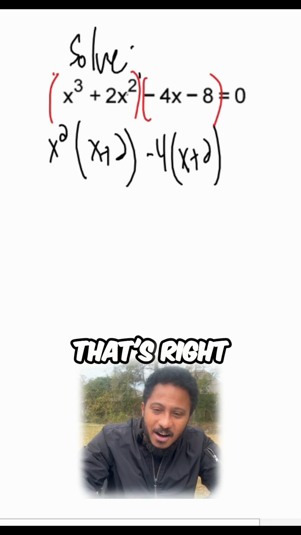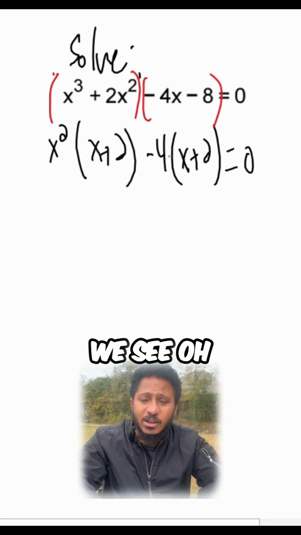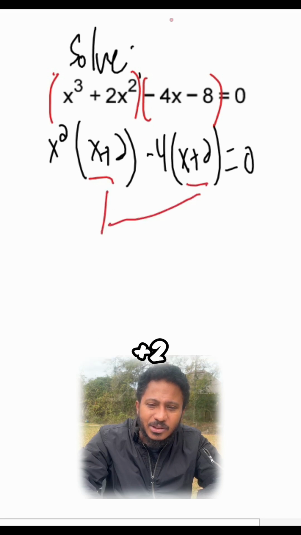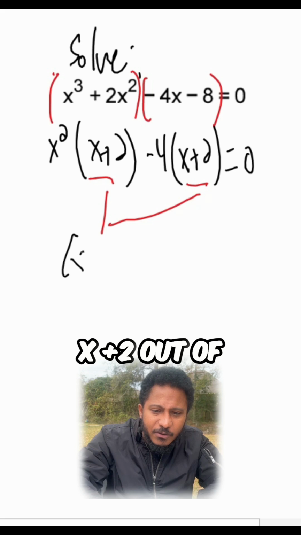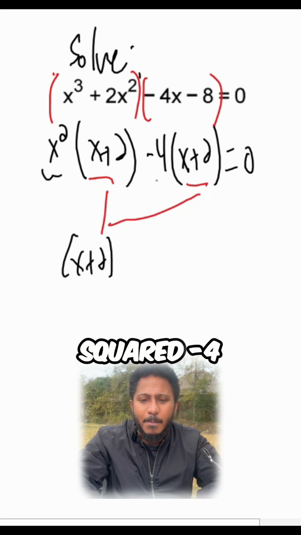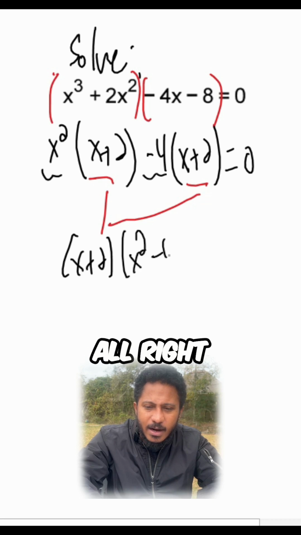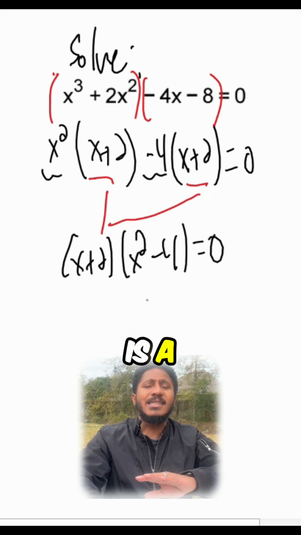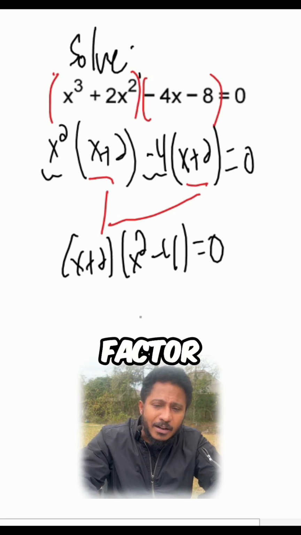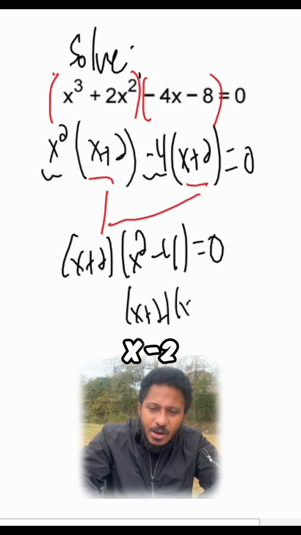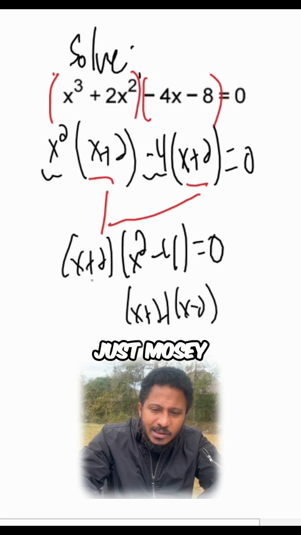And then in factoring by grouping, we see they both have the x plus 2 in common. So pull that x plus 2 off of each. If I take an x plus 2 out of each, what's left is just those parts in front, that is the x squared minus 4. Can we factor this further? Well, note that second binomial is a difference of squares. So we can factor that further as x plus 2 times x minus 2. And the other x plus 2 is just mosey on down.